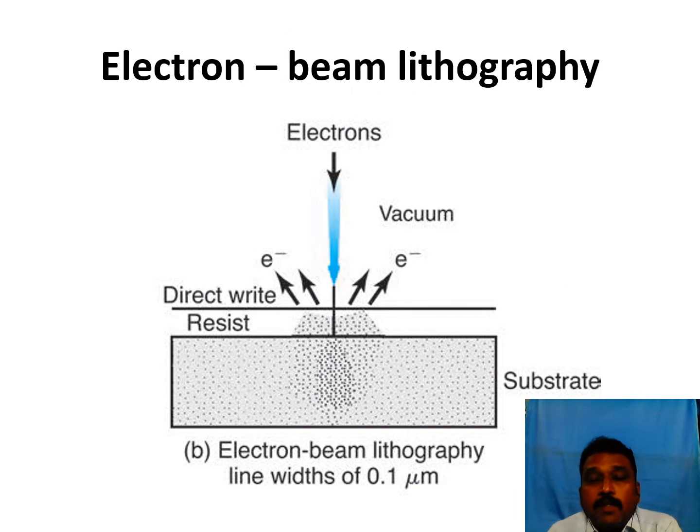So this is electron lithography. You can see the diagram. When electrons are made to fall on the resist, the negative electrons will emit from the surface. So it is carried out in a vacuum.